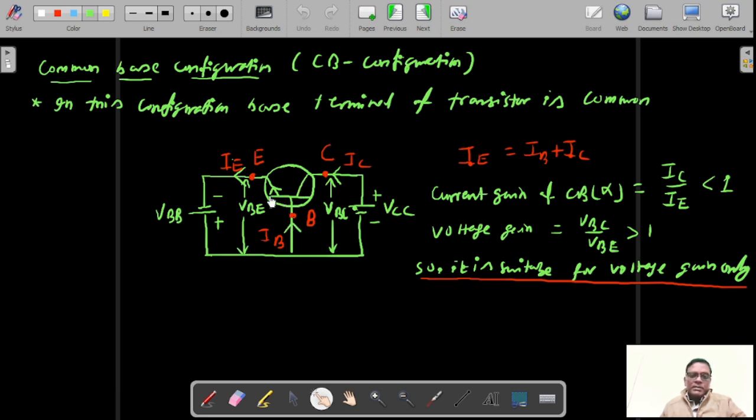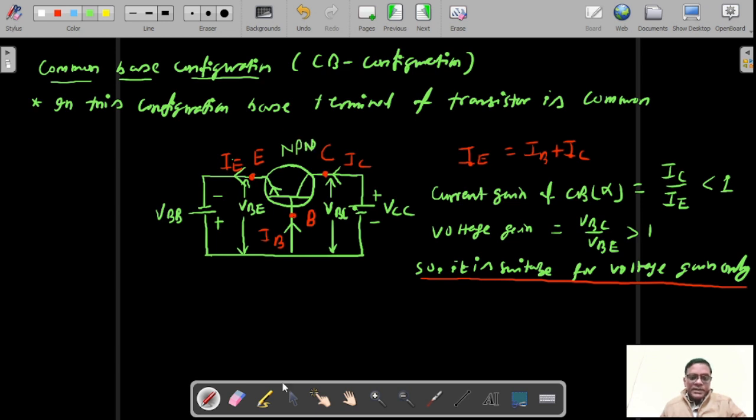So I have to bias this circuit. How to bias? First of all, I'm just drawing this symbol only. We have to concentrate only on this symbol. So this is an NPN transistor, right? This is an NPN transistor.